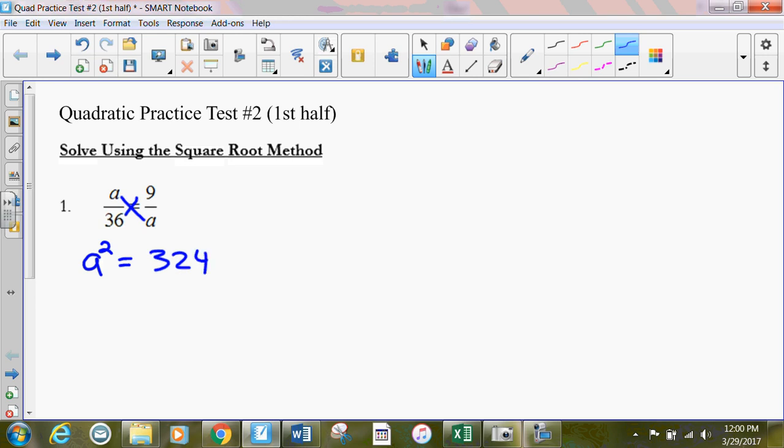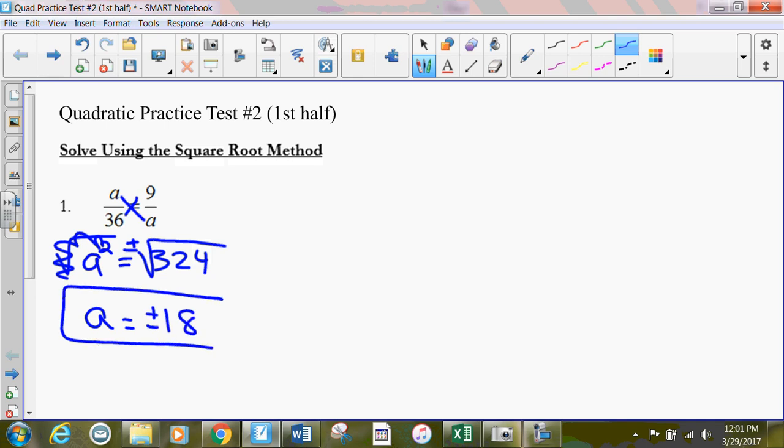And now, since a is squared, to get rid of the square, we do the opposite, which is the square root. And whatever we do to one side, we do to the other side. We also learned that when we take the square root of both sides of an equation, we have to put a plus or minus in front of the number that we're taking the square root of. So the square root and the square cancel each other out, and we're left with a. And when we put square root of 324 into our calculator and hit enter, we get 18. So our answer is plus or minus 18.